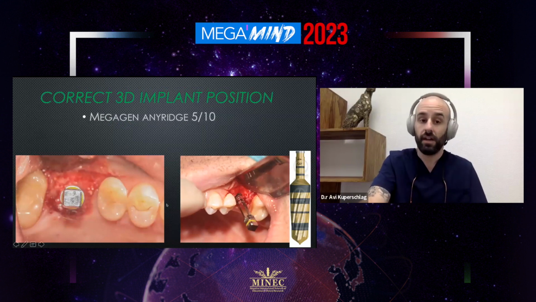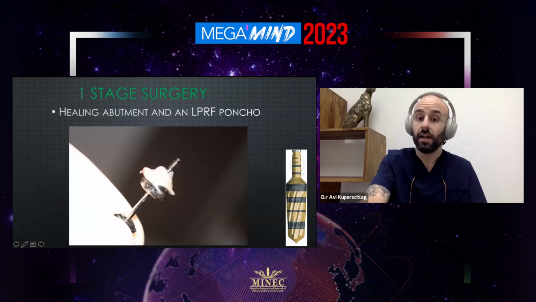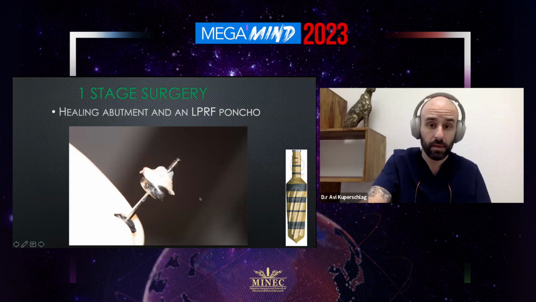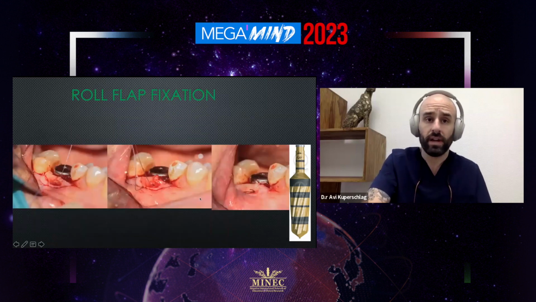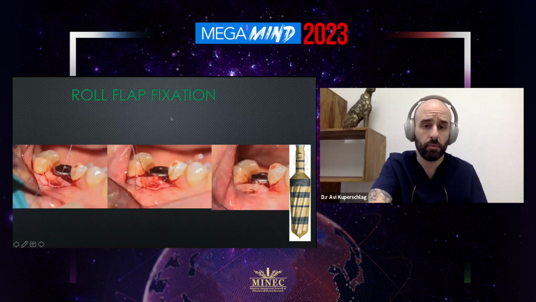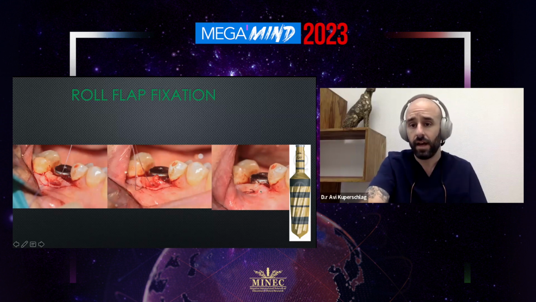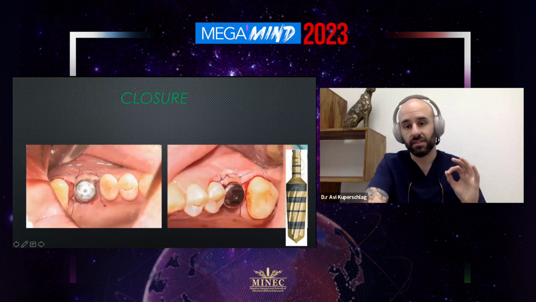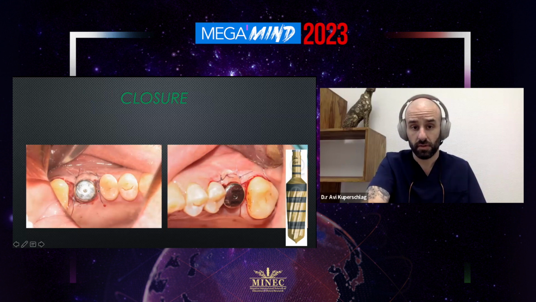Implant placement in the correct 3D position, super important. I do a little poncho with the healing abutment. I just place the PRF membrane. And now what I do is I fixate the roll flap with one horizontal suture. This is how it looks. I start from the buccal, I go back in from the palatal, and I make one knot. Then all we need to do is place 2 extra sutures, one mesially, one distally, and voila.